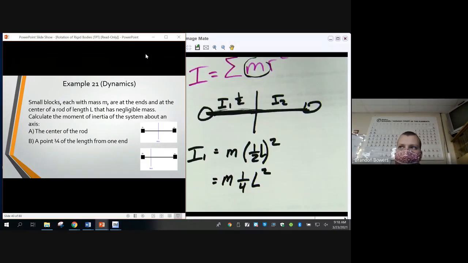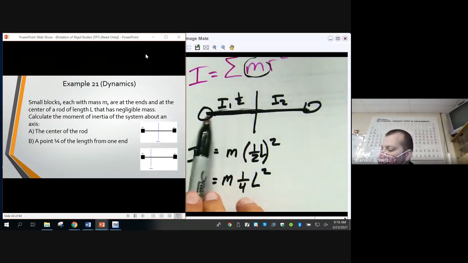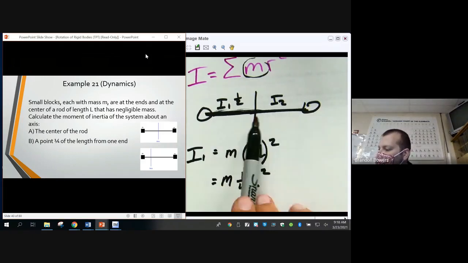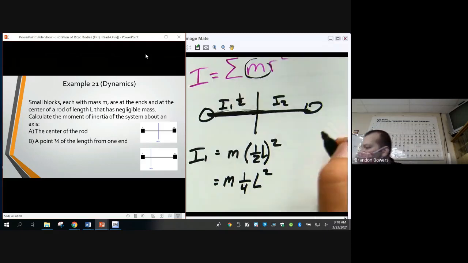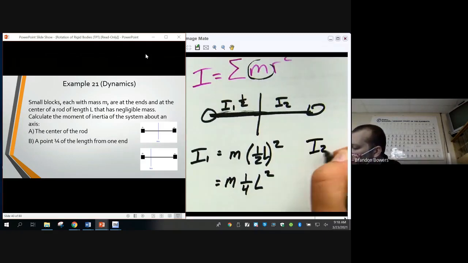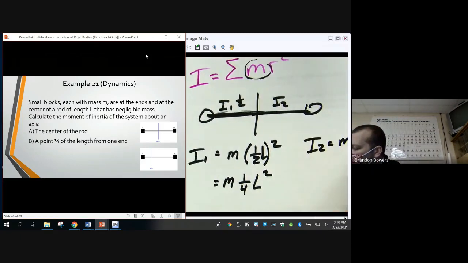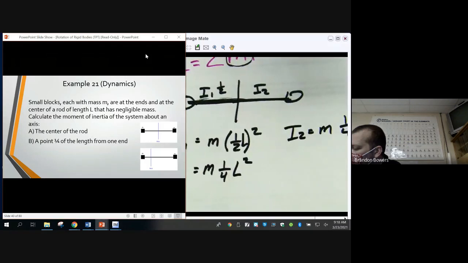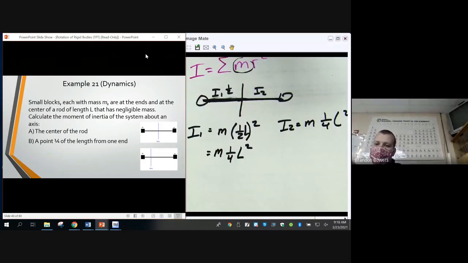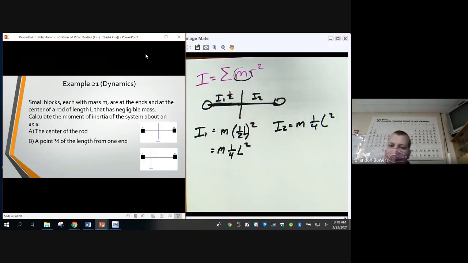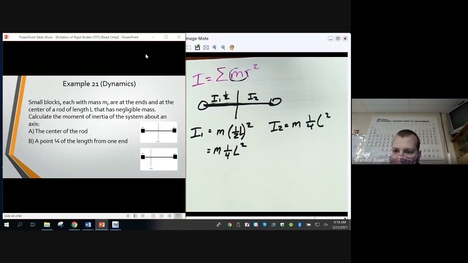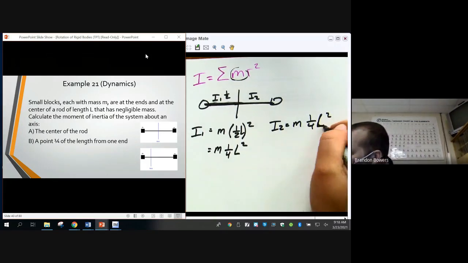Does that make sense? So that's the inertia on this side. What's the inertia on that side going to be? The same thing, right? Okay, so inertia 2 is also equal to mass times 1/4 the length squared. Alright? Inertia can't be negative, correct? It's only positive. Correct. 1/2 the length, that's L squared.